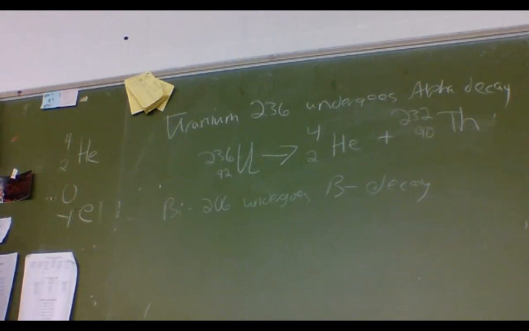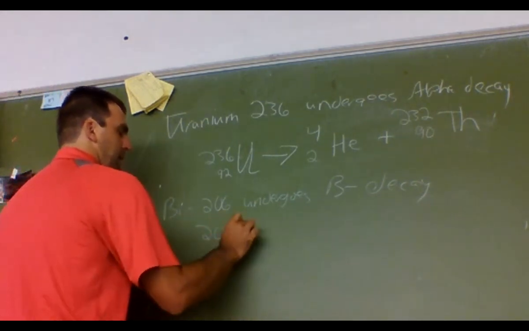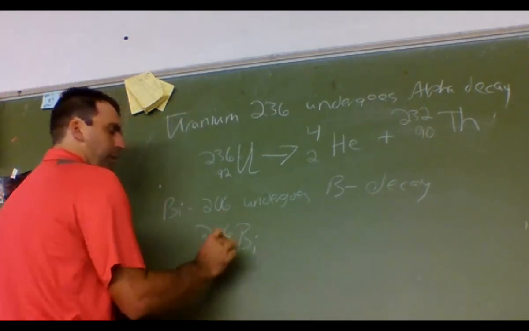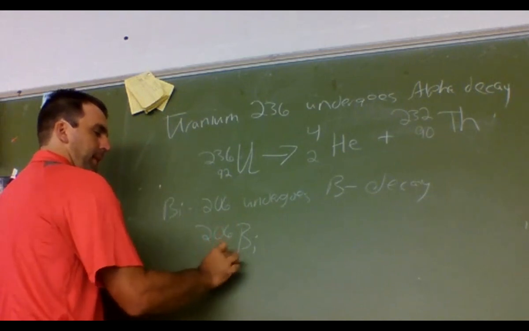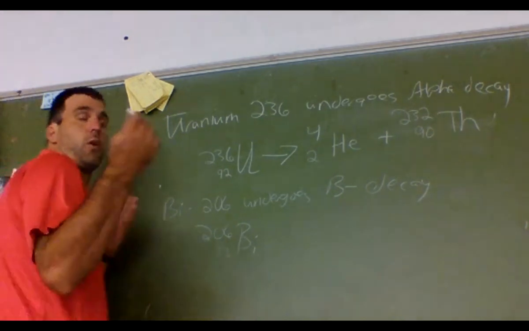So I need to write my first nuclide first, correct? So that would be 206 Bi, and what's Bi? 83? Right next to lead. I think it's 83. Could be 84. 83. 83 is what I thought. All right, so that's the only thing I've got here.